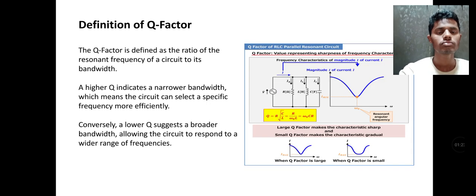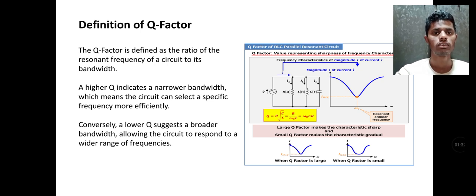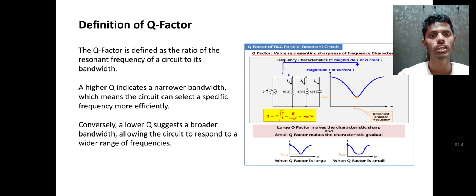The definition of the Q factor, the quality factor, is the ratio of the resonant frequency of a circuit to its bandwidth. A high quality factor indicates a narrow bandwidth, which means the circuit can select a specific frequency more effectively. In a certain region, if the frequency is high, that type of frequency we have to select. Conversely, a lower Q factor suggests a broader bandwidth.